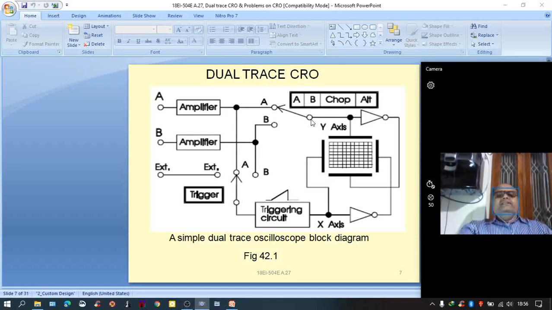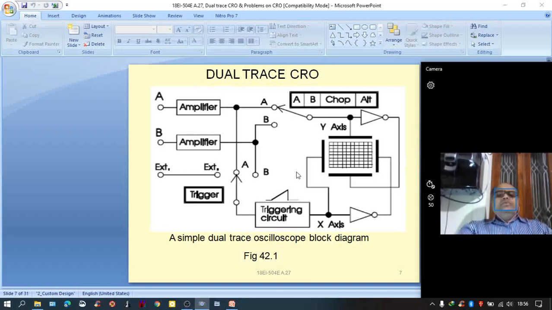When alternate mode is switched on, what happens? During one cycle of the sweep, channel A would be selected. During the next cycle of the sweep, channel B would be selected. And in chop mode, the slider switch would be continuously switching between A and B at a very fast rate, so that the images of both the signals will influence the electron beam that is traveling between the vertical deflection plates, and both the images would be drawn on the CRO screen.